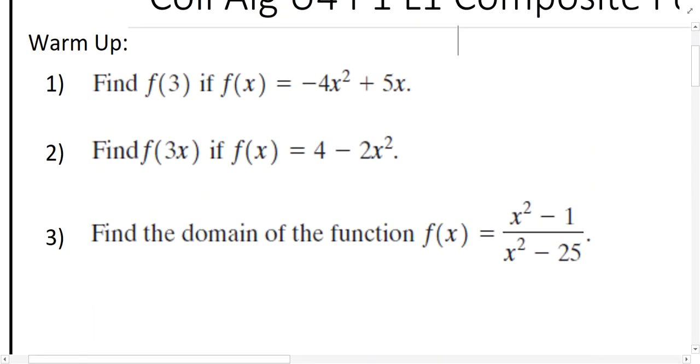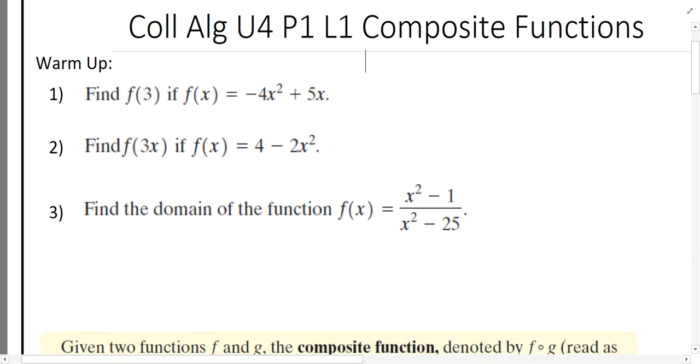So as a warm-up to this, let's pause the video right now and try to evaluate 1 and 2. Evaluate the function at 3 in number 1, and then evaluate the function at 3x for problem 2. Pause the video now and resume playback in a moment to check your work.